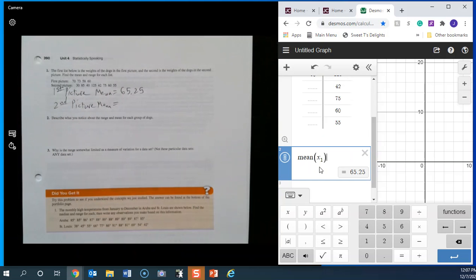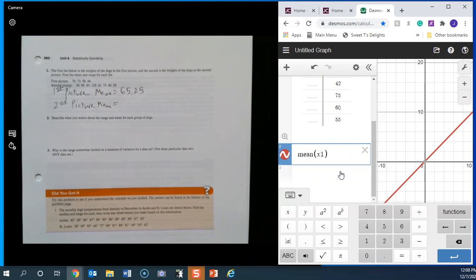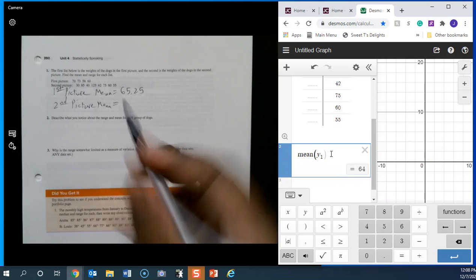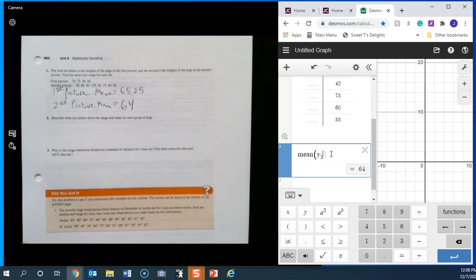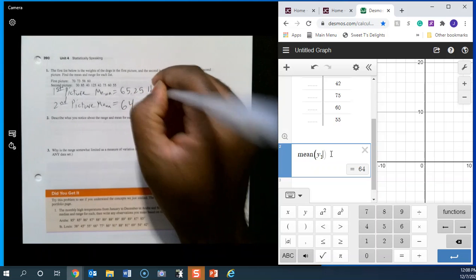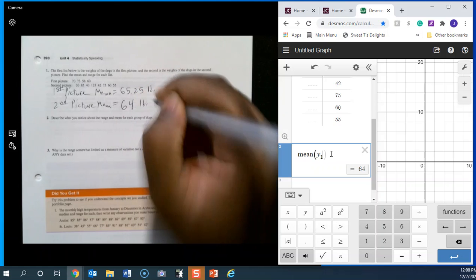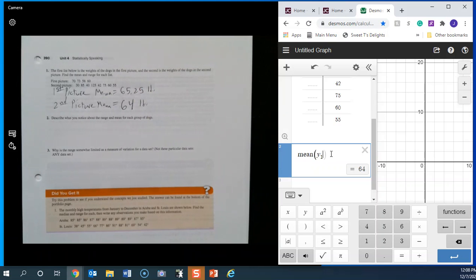So I'm going to do the second picture mean. So we can make this Y1. Actually I should have done it this way, but this would be Y1 and the mean will be 64. So now we have the mean of the first picture, the mean of the second picture, and we should put pounds here. All right. So now the next thing we want is the range.